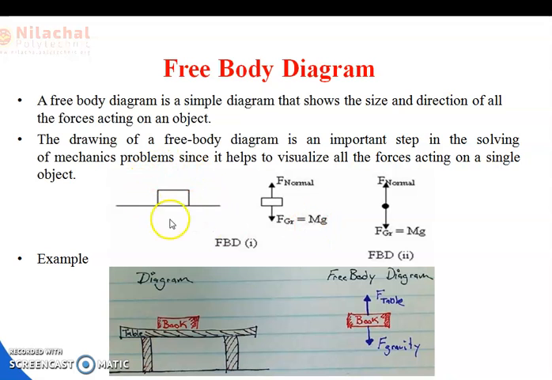representation of this body. As an example, here we take a book placed over a table. When we make a free body diagram of this book, how will it look? It will look like this. Here is the book, and in the upward direction the normal force is there, that means the force of the table on which the book is placed, and another is the downward force, which is the force of gravity.